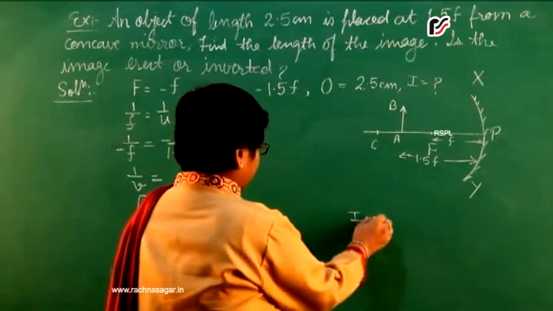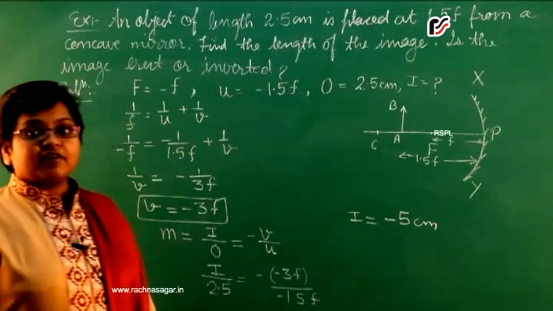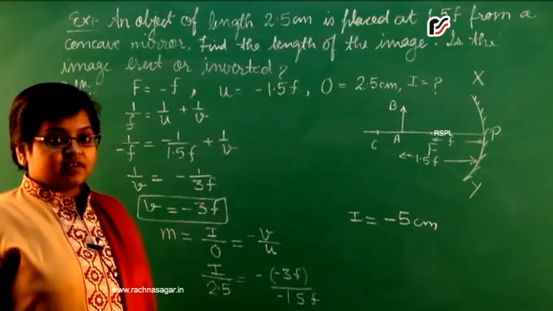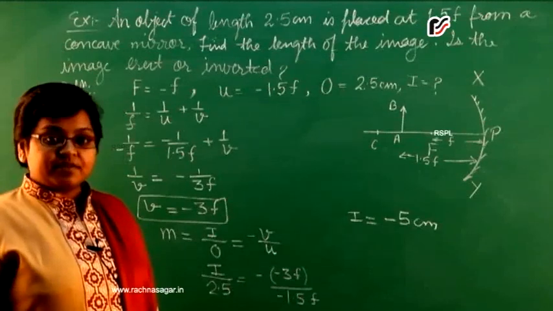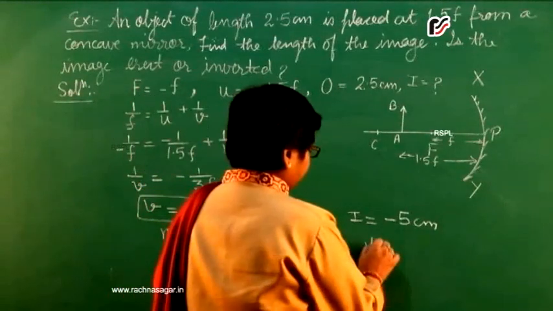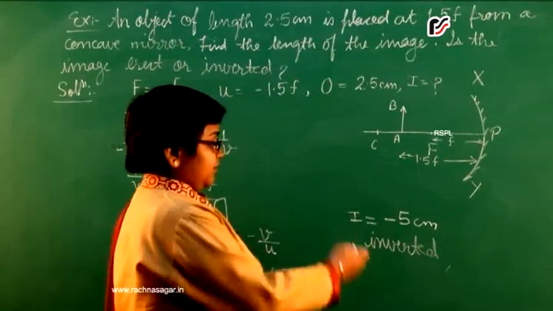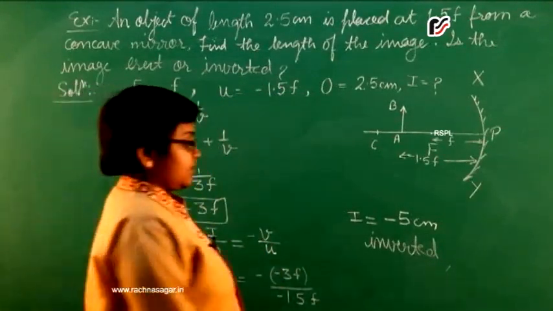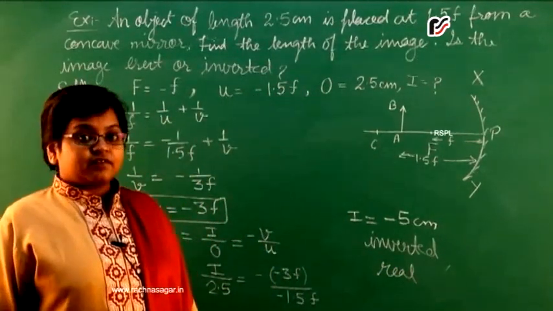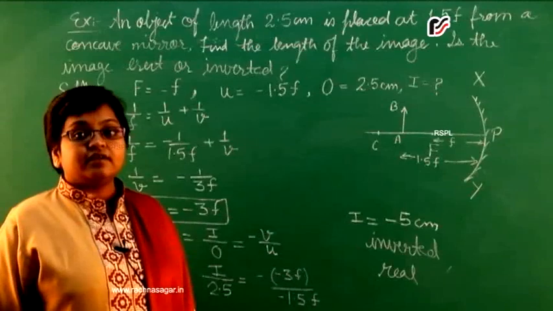So I becomes minus 5 centimeter. Because I is negative in sign, the image is formed downwards from the principal axis. So the image formed is inverted. If it is inverted, magnification is also negative, that is, the image formed is real in nature also. The final image formed is of size minus 5 centimeter, which is inverted and real in nature.